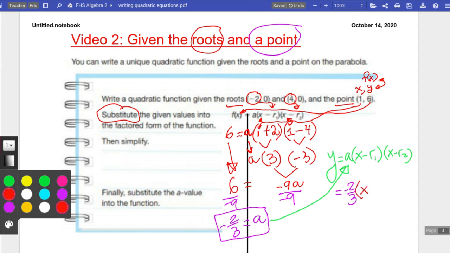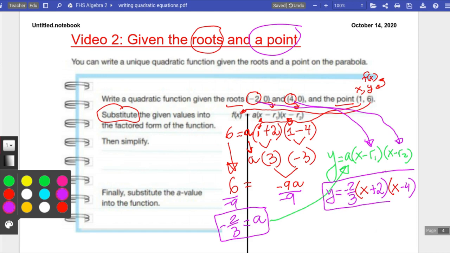I know what the R1 was. It was -2, so you write +2. And we still have an X. The other root was +4, but when you write it again, it'll be -4. Ladies and gentlemen, we are done. That's it. Now go ahead and try.